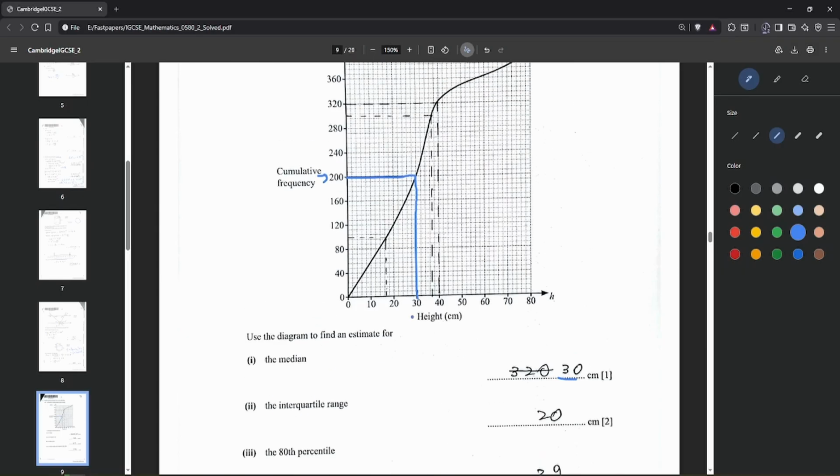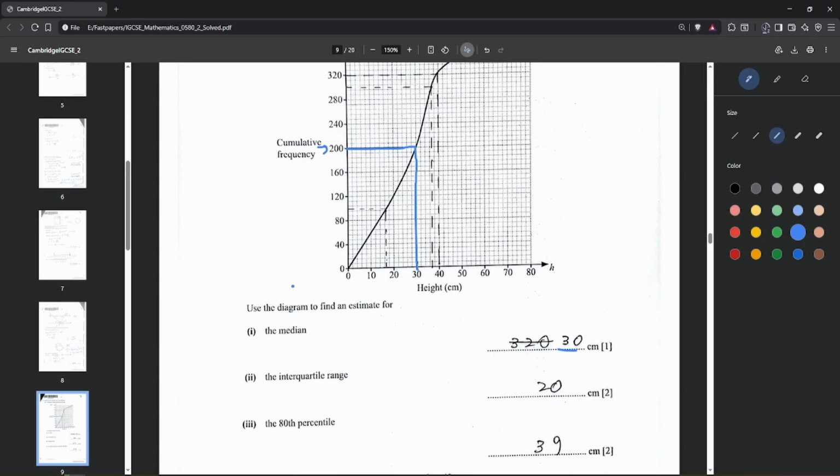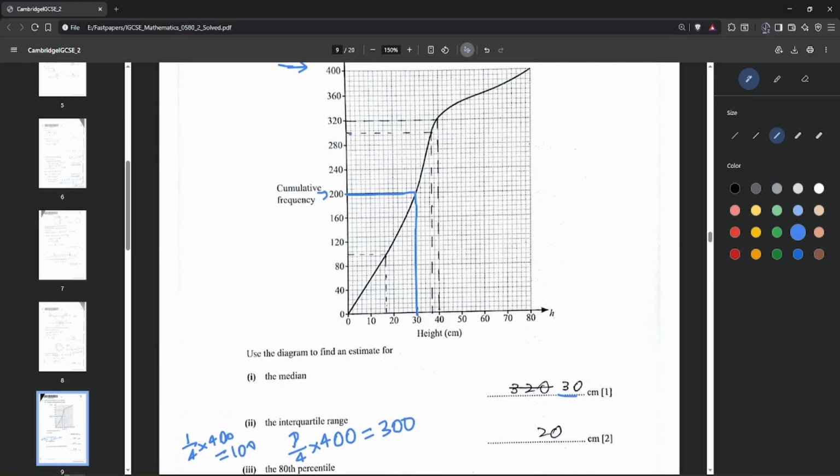Alright, now for the interquartile range, we have to find Q1 and Q3, right? So Q1 is 1 by 4 into 400, which is equal to 100. So we trace the value of 100. Then 3 by 4 into 400, which is 300. So we now trace the value of 300. From the graph, for 300 we get roughly 37 centimeter, and for 100 we get roughly 17.